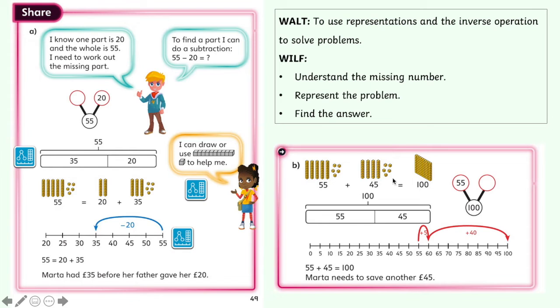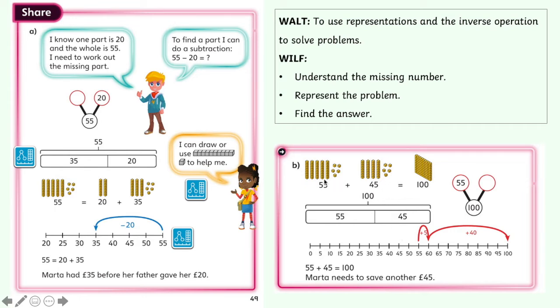You can see that drawing it out like this makes it really clear what we're looking for. And again, the same thing has been drawn with these representations. 100 is the whole that we're looking for. 55 is one of the parts, and we're looking for the other part. The other part is in fact 45. She needs 45 more pounds to get to 100.